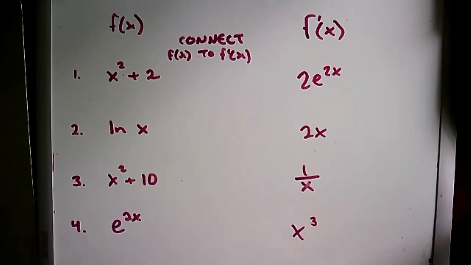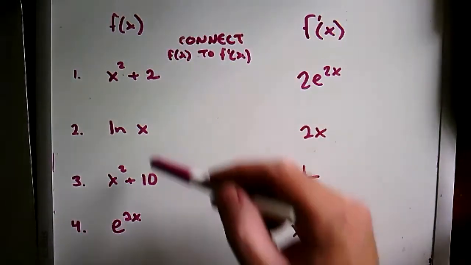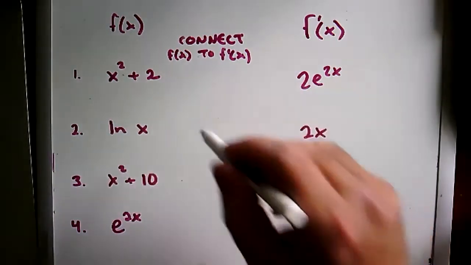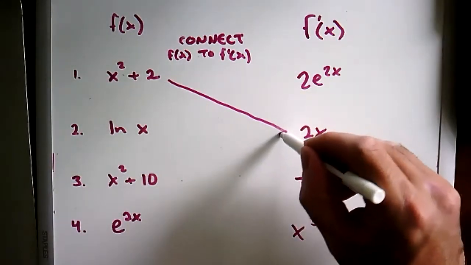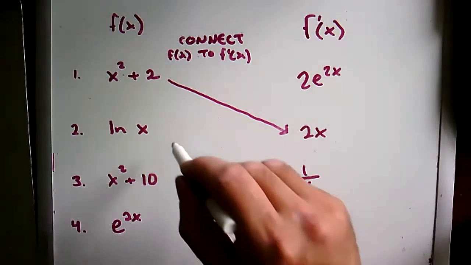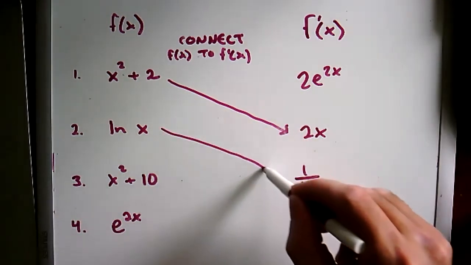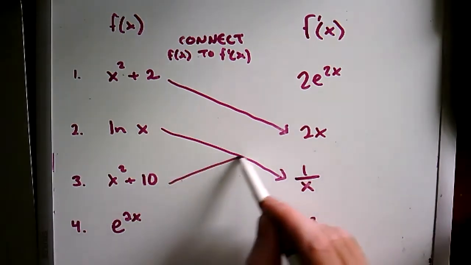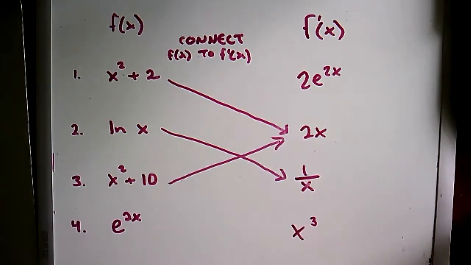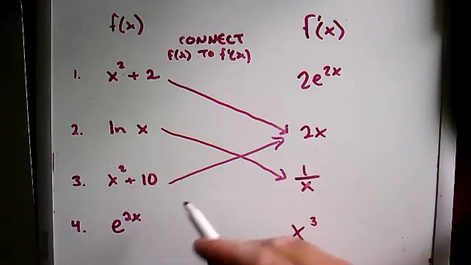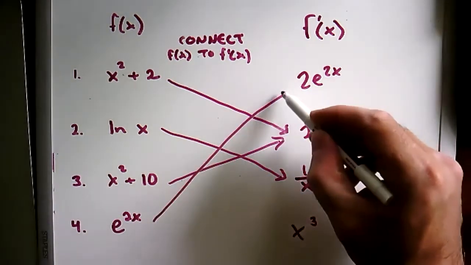All right, so I'm going to start in the left-hand column and connect them over here to the right. So x squared plus 2, that's an easy derivative. The derivative is 2x. And ln x, that's from Chapter 5, the derivative of the natural log function is 1 over x. And x squared plus 10, the derivative is also 2x. And e to the 2x, we'd have to use chain rule on that, so we'd get e to the 2x times the derivative of 2x, which is 2, and I see that all the way up here.